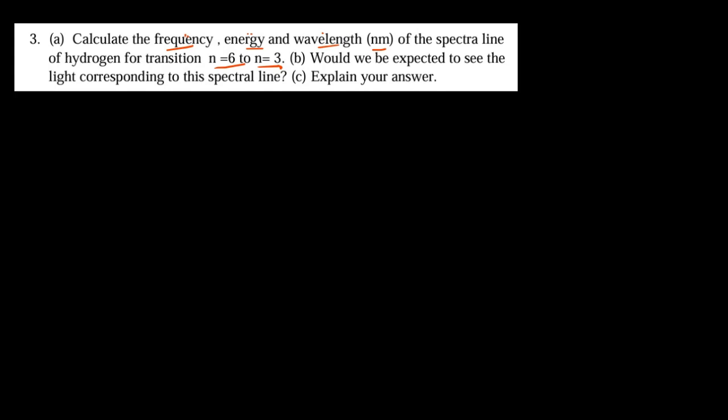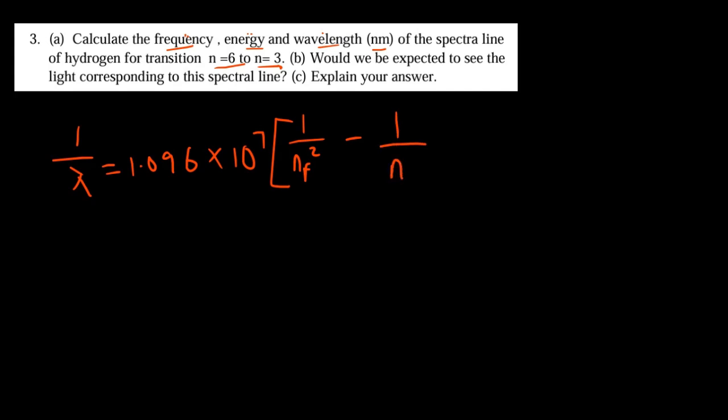Okay, so we'll use Rydberg's equation. So we're going to say 1 over wavelength is equal to 1.096 times 10 to the power 7, and then we have 1 over n final squared minus 1 over n initial squared. So here they are saying the transition is happening from n6 to n3. Okay, so it means the initial is 6 and the final is what? 3. So let's calculate this.